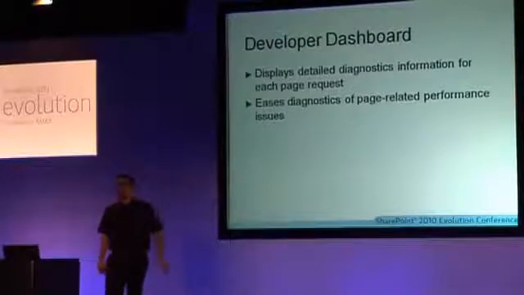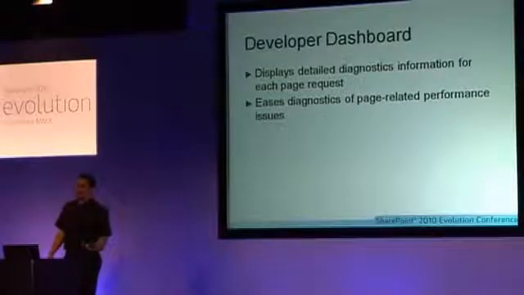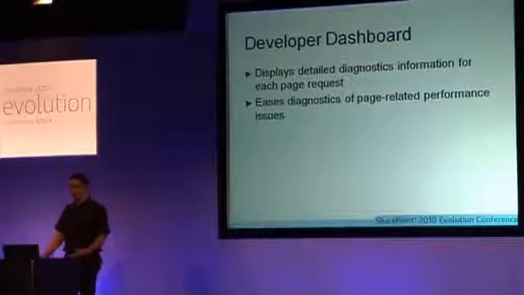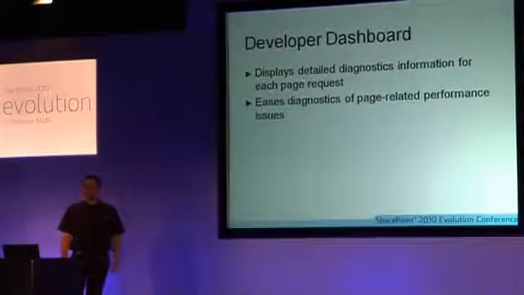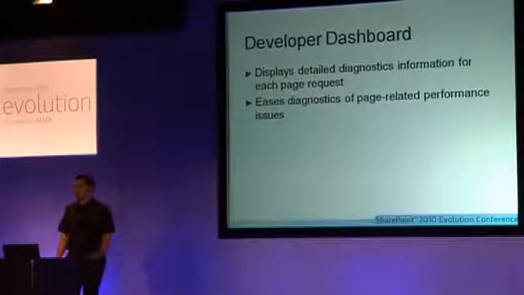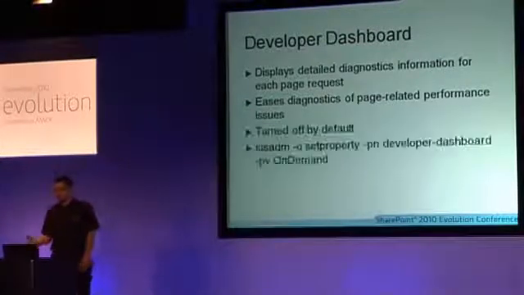It eases the diagnostics of page-related performance issues because although it's called the dev dashboard, for admins, you can turn it on and you can then blame the devs for writing bad code, right? It kind of works both ways. And it shouldn't just be aimed at the devs. It should be something that you use in your tool set to troubleshoot performance issues when a user says, hang on a minute, I'm getting a slow page load. It's pretty conclusive where it's coming from when you look at the results from that.